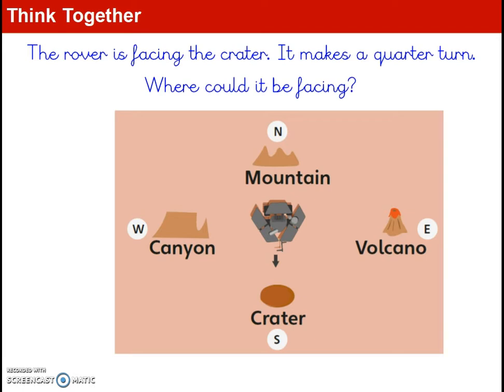Now it's time to continue with that work with the textbook so we can see our first think together question. The rover this time is facing the crater and it takes a quarter turn. Where could it be facing? Now, firstly on this one think, have you been told whether it's clockwise or anti-clockwise? Have you been told how much of a turn it's making? So where could it be facing if you ticked off those different criteria?